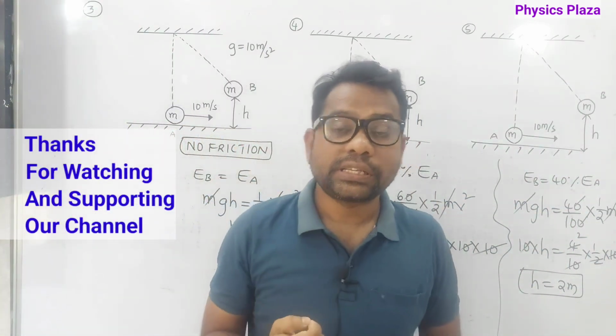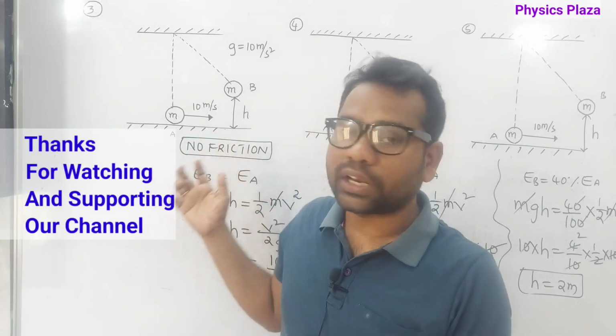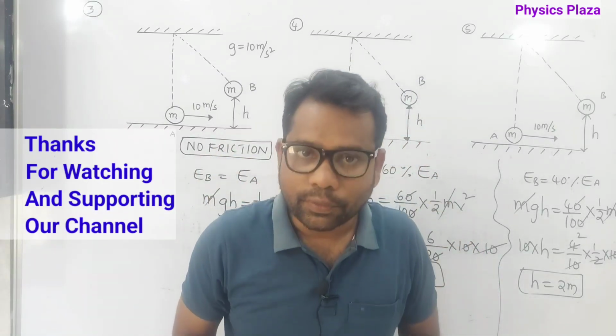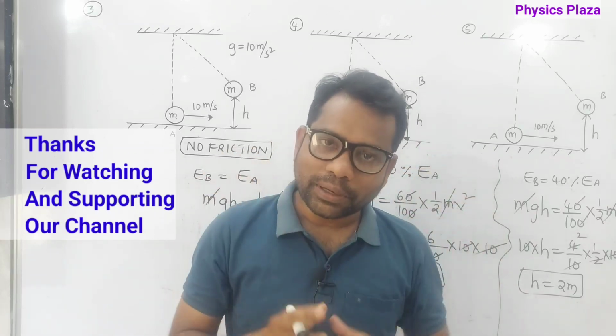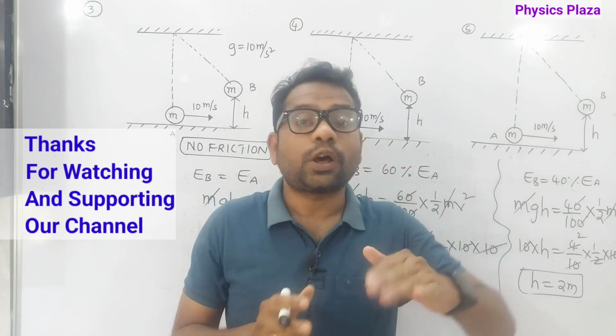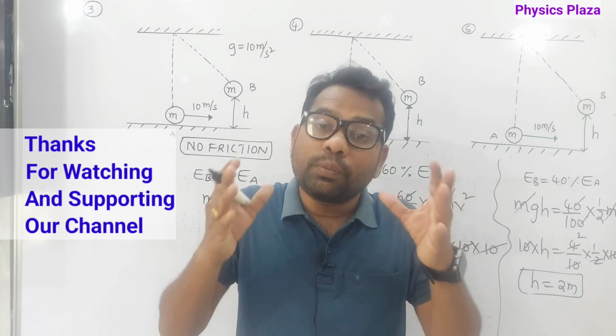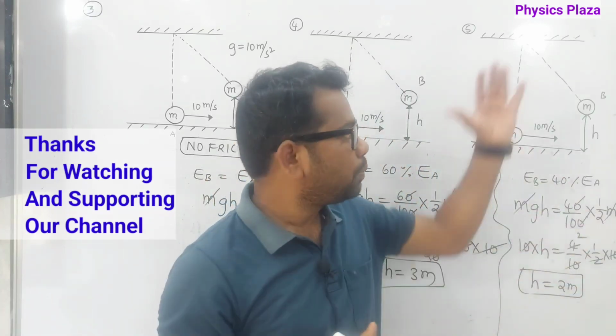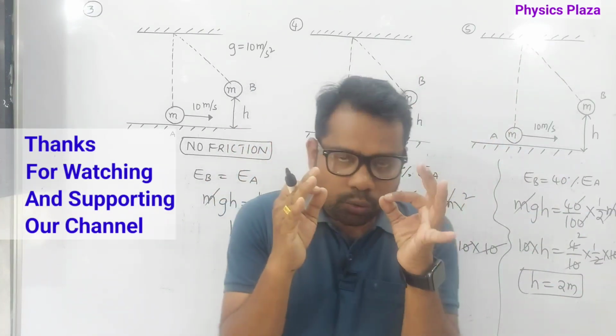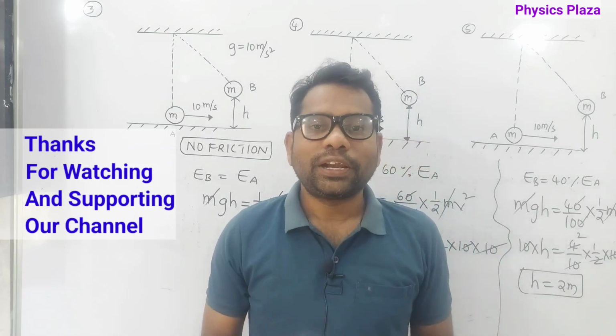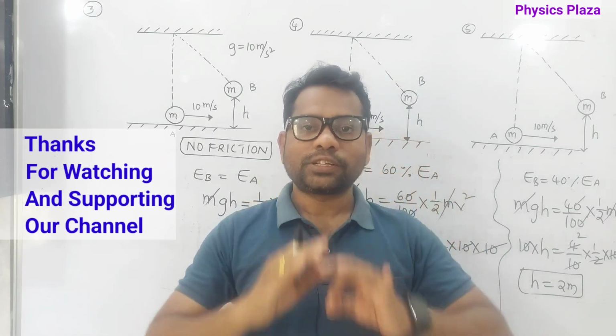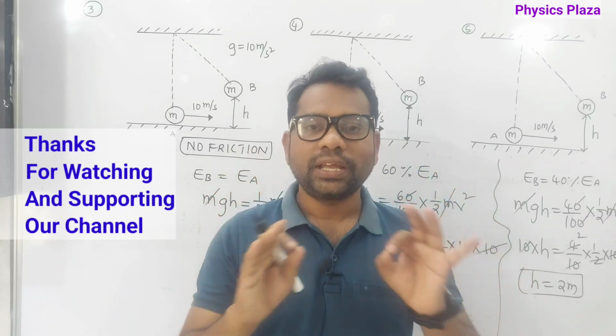So whenever a numerical is given, based on this, children, you should be very careful whether air friction is neglected completely, or how much energy is lost to overcome the air friction, or how much energy is converted into potential energy. So if you are okay with this point, children, then definitely you can do the numericals based on the law of conservation of energy in a simple manner.